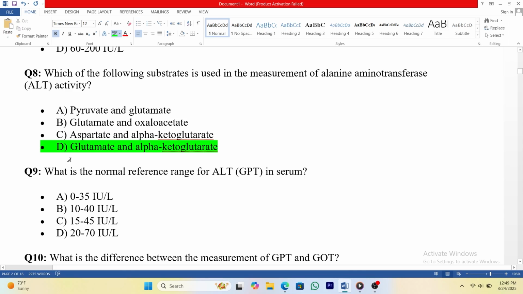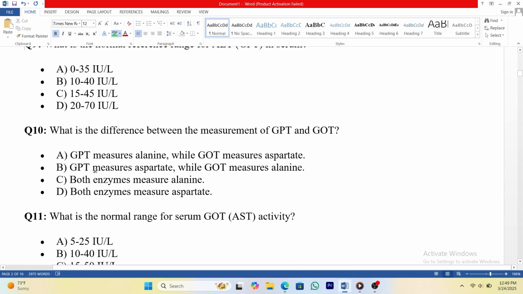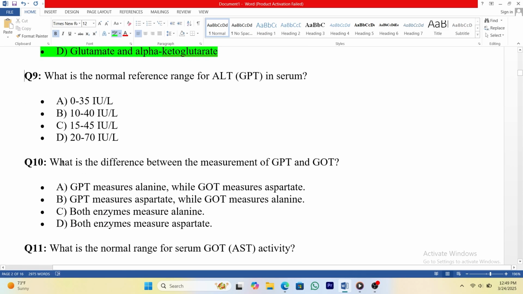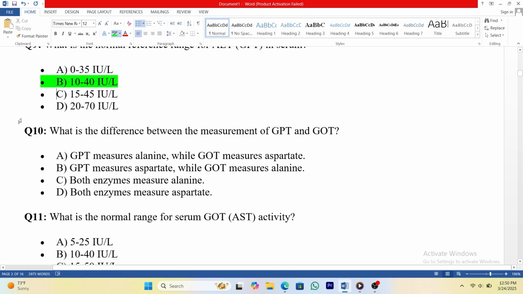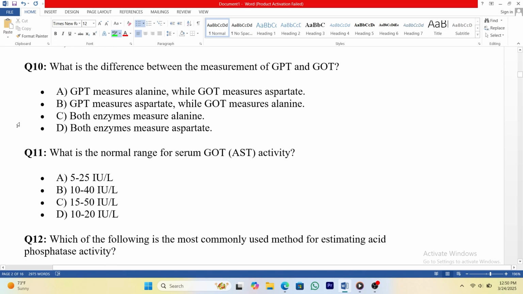A. 0 to 35 IU/L. B. 10 to 40 IU/L. C. 15 to 45 IU/L. D. 20 to 70 IU/L. Answer, B. 10. What is the difference between the measurement of GPT and GOT?